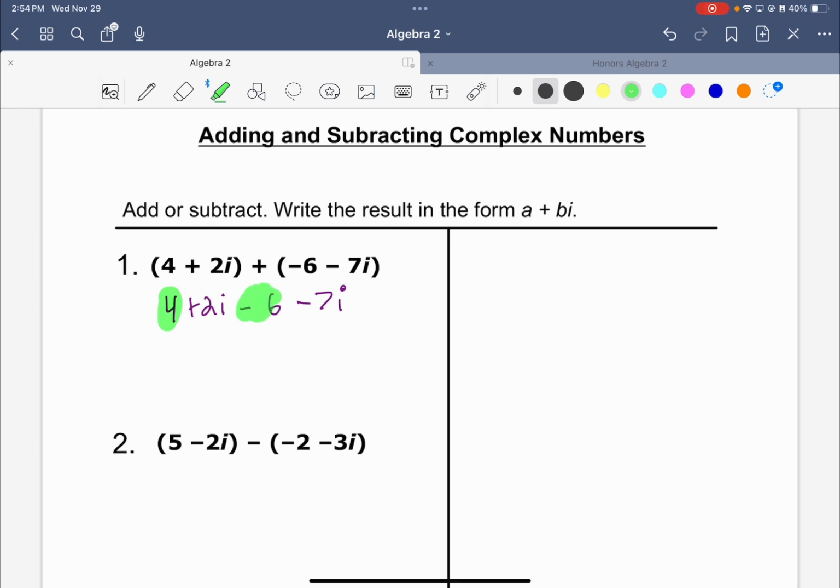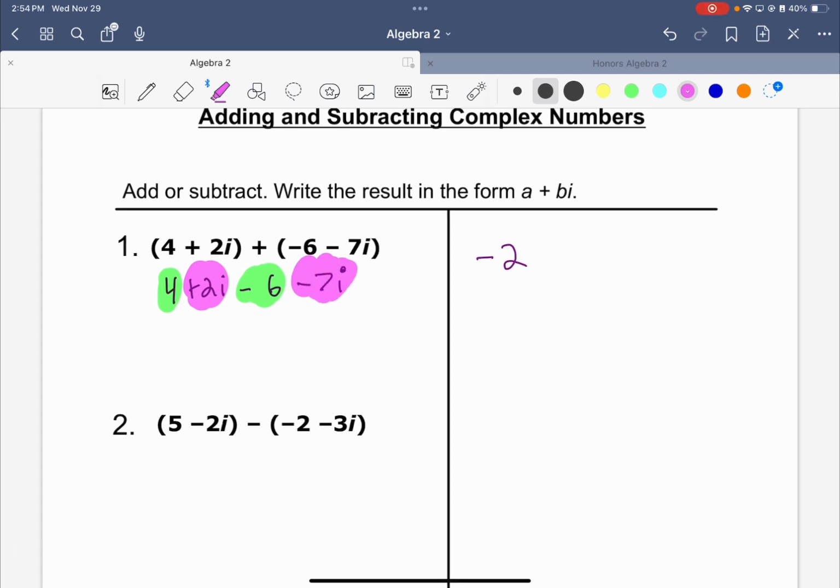Now we take our like terms. I'm going to take my real parts first. Those are like terms, and I'm going to combine them. 4 minus 6 is -2. Now I'm going to take my imaginary parts, 2i and -7i, and I'm going to combine them. 2 minus 7 is -5, so that's -5i. And that's your solution, and you're done. Okay, it's just like combining like terms. But now you've got a real part and you've got an imaginary part. So we've got that complex number formed.